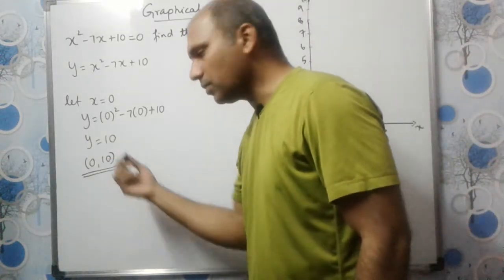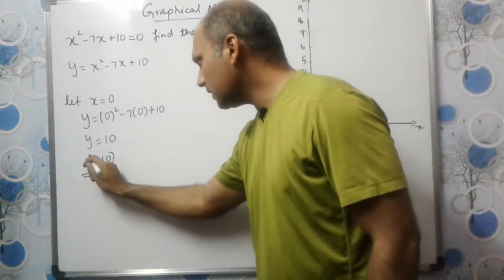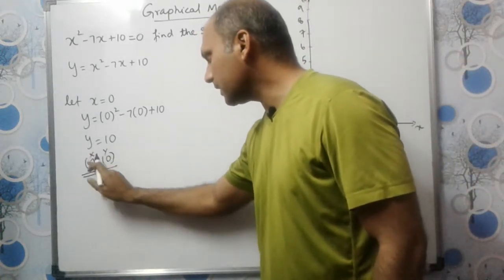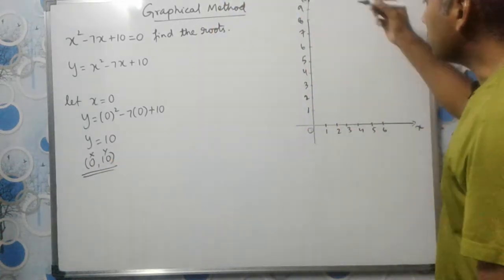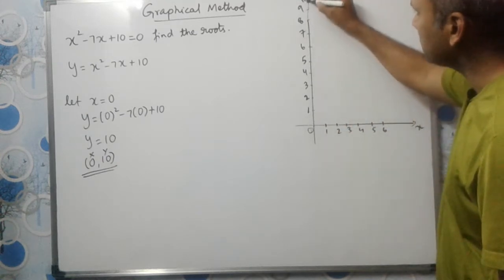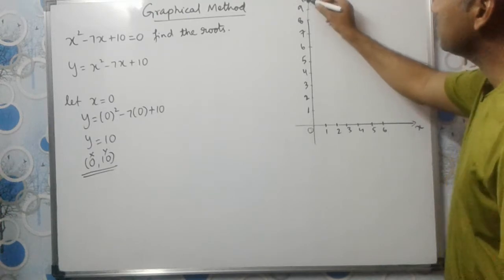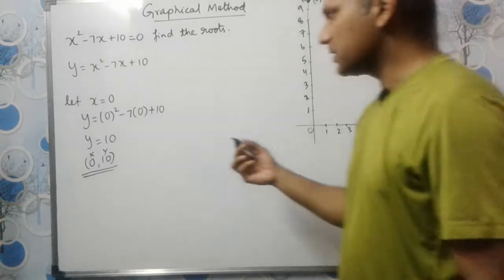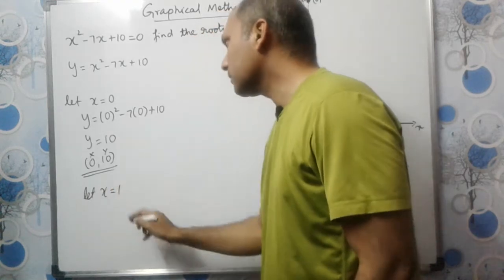So let us plot 0 comma 10. So the x value is 0. See, this is the x value and this is the y value. The x value is 0 and the y value is equal to how much? 10. So the x value is 0 here, the y value is 10 here. So this is the point 0 comma 10. We got the first point. Now let us substitute x is equal to 1.